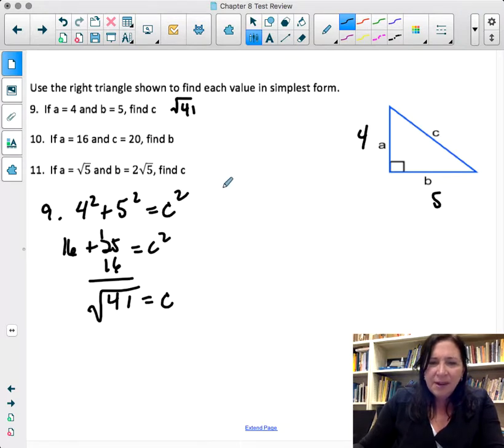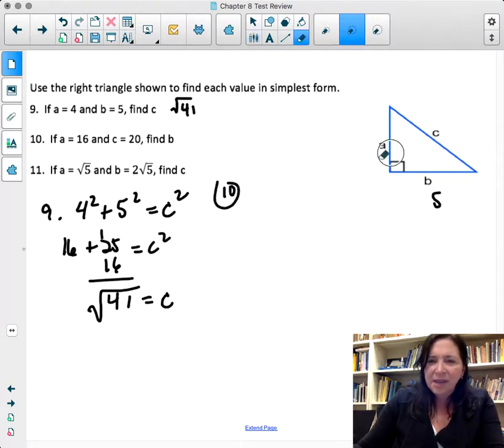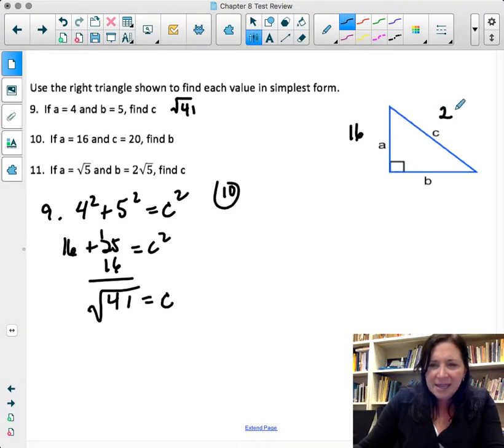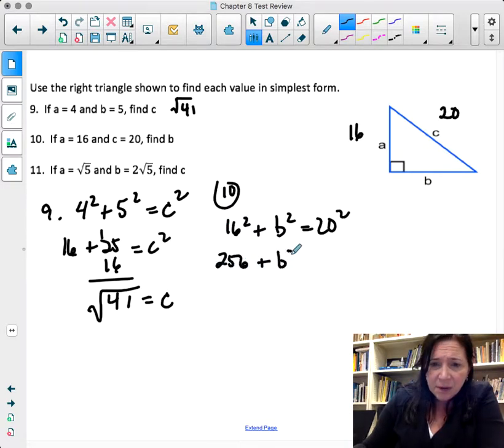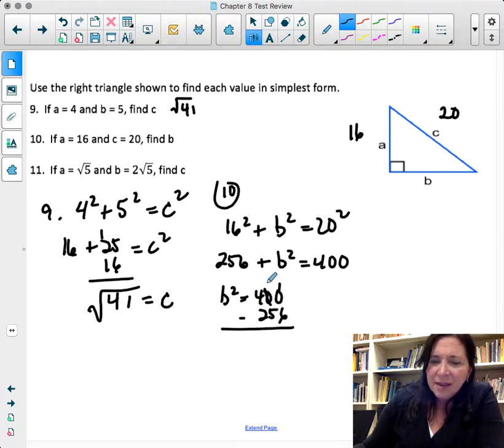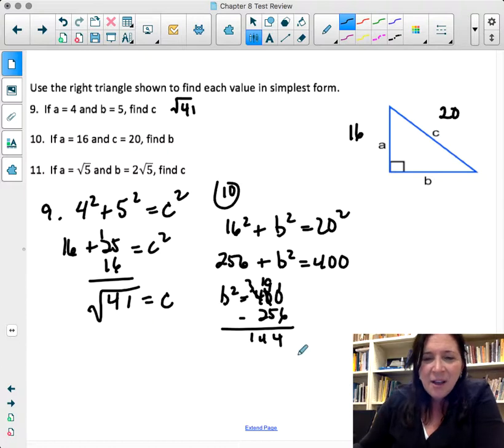That's done. Now we've got to find number 10, okay? For 10, I'm going to erase this because this, again, is independent. We know A is 16, C is 20, and your job is to find B. So you're going to go 16 squared plus B squared equals 20 squared. So 16 times 16 is 256 plus B squared is equal to 400. B squared is equal to 400 minus 256. Subtract, and we're going to get 144. And the square root of 144 is going to be 12. So B is equal to 12.